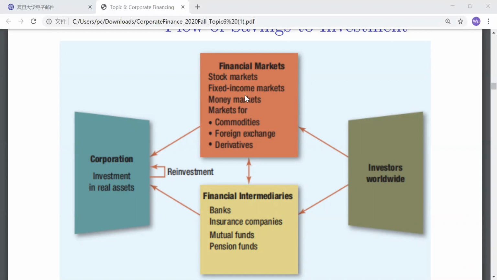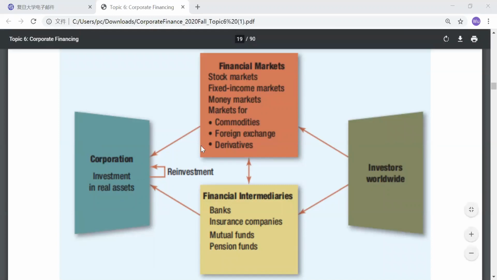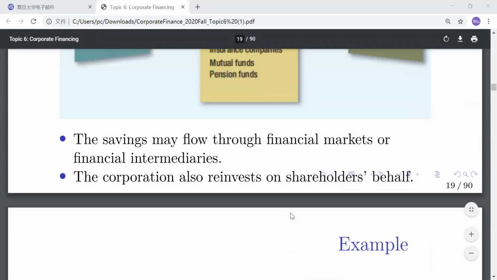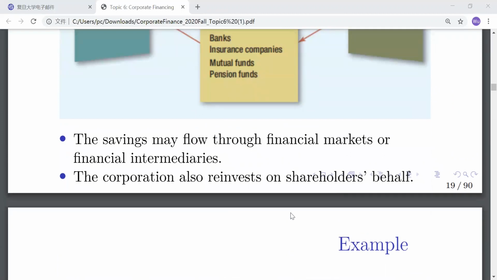If you do invest through a financial intermediary, then the intermediary will lend the money to corporations, and these corporations invest in real assets. They will constantly reinvest. They also raise financing from the financial market, like the stock market or fixed income market, if the firm wants to raise equity or debt.